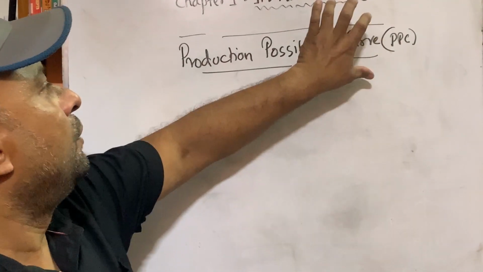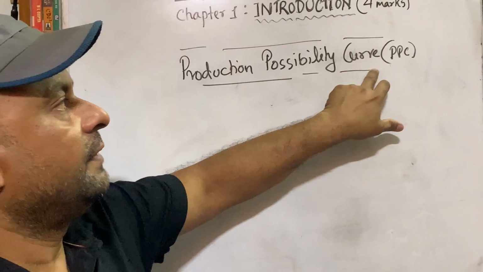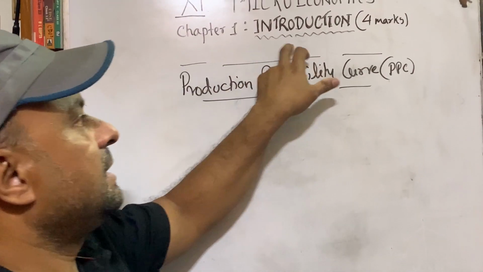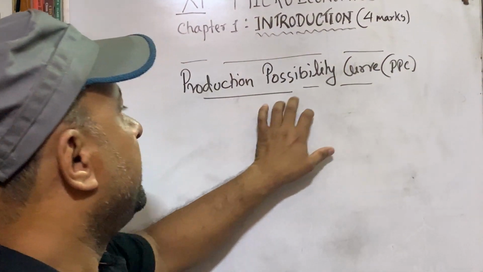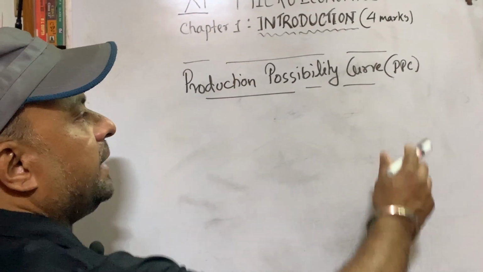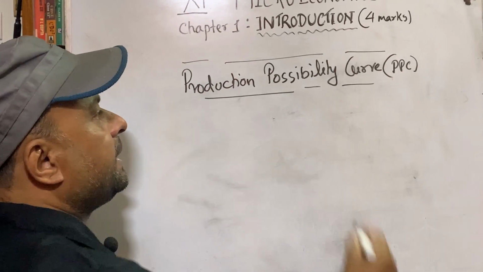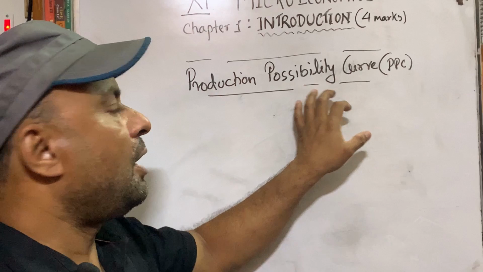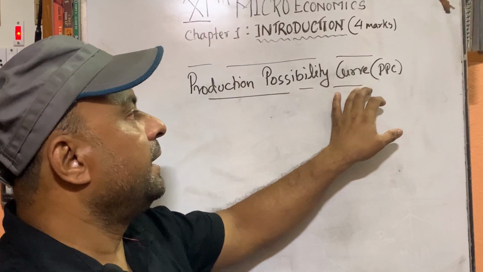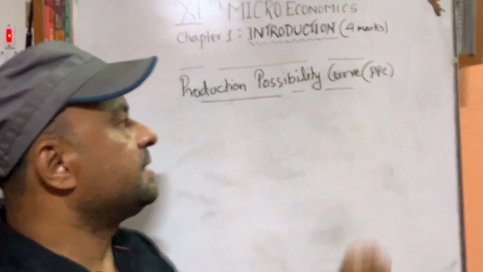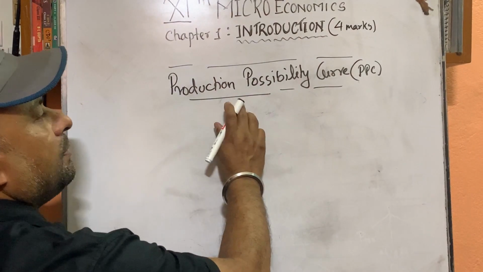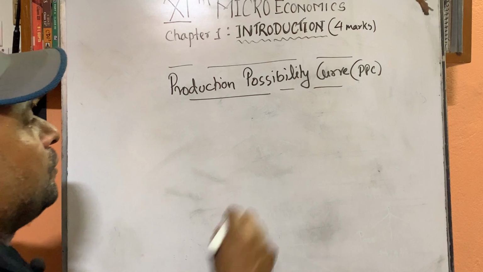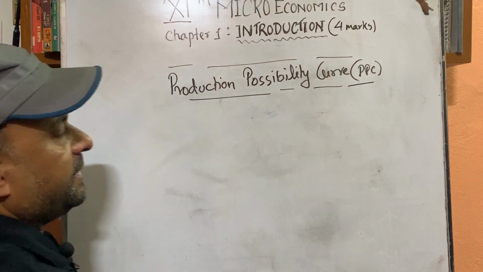Today we are going to start production possibility curve. This is the second part of our first chapter of microeconomics, class 11th microeconomics. Today's topic is production possibility curve. In short, it is called PPC. Another name of PPC is production possibility frontier, or production possibility boundary. Various names are there, but the main name is production possibility curve, PPC. Now what is PPC? For going through PPC, let us start from another part.